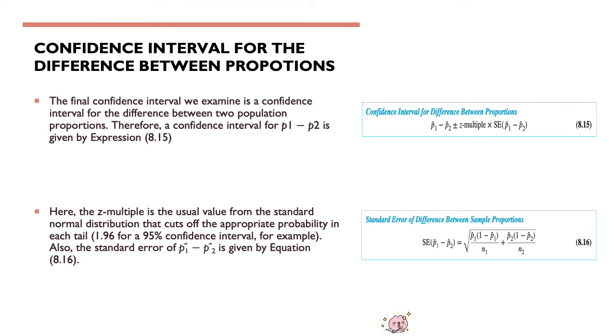Confidence interval for the difference between proportions. The final confidence interval we examine is a confidence interval for the difference between two population proportions. A confidence interval for p1 minus p2 is given by expression 8.15. Here, the z multiple is the usual value from the standard normal distribution that cuts off the appropriate probability in each tail. Also, the standard error of p̂1 minus p̂2 is given by the equation.